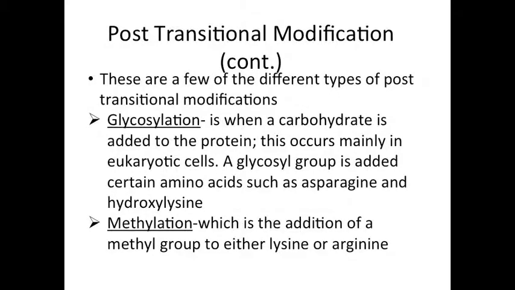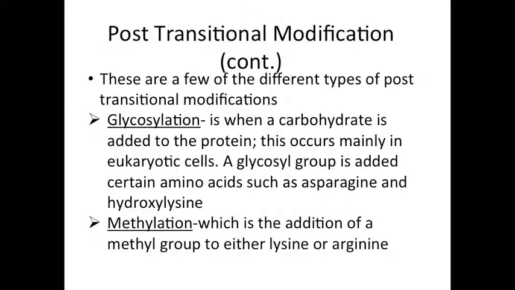There are a few different types of post-translational modification, and one of these is glycosylation, which is when a carbohydrate is added to a protein, and this mainly occurs in eukaryotic cells. It occurs when a glycosyl group is added to certain amino acids such as asparagine and hydroxylysine.